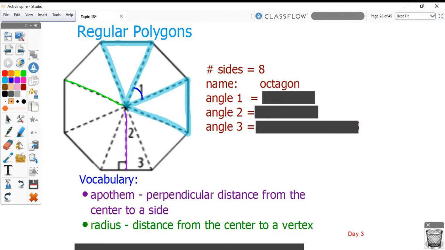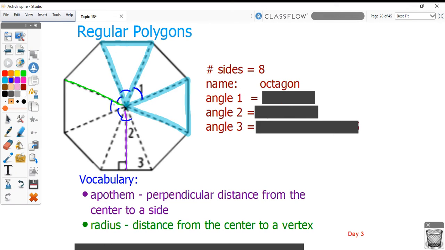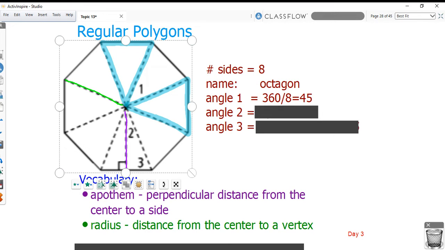To find the measure made by 2 radii here, we take that 360 and divide it by however many sides there are on this shape, because that is how many equal-sized angles we have. One right there, and right there, all the way around. All of those angles made between the radii are the same size, so we do 360 divided by 8. Each of those angles, as represented by angle number 1, is 45 degrees.